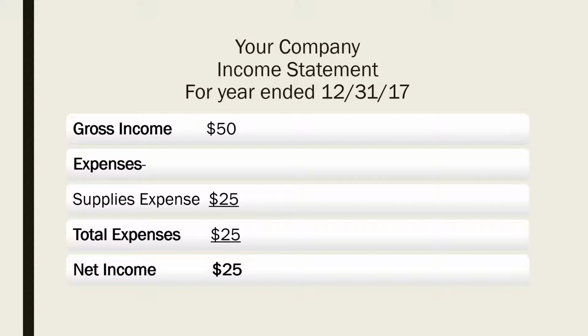This next slide shows what your income statement would look like if you only had these two transactions. Your gross income would be $50 from the amount that you received from tutoring. You have $25 in supplies expense, thus your net income will be $25.